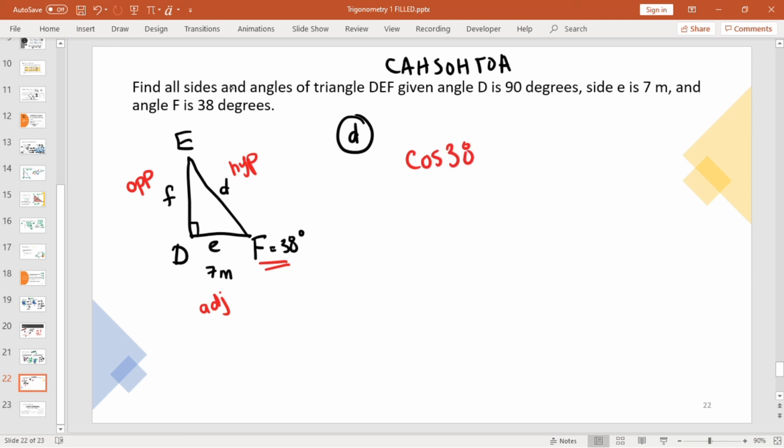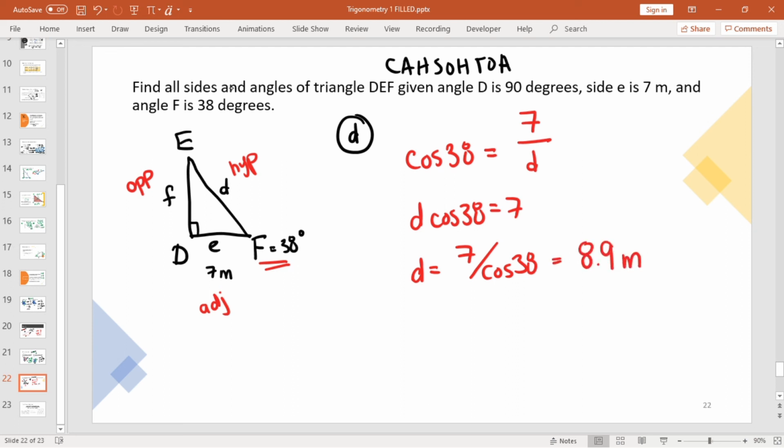Cosine, the angle goes here. The adjacent is 7. I'm looking for D, and I'll just leave it as D. I do some cross multiplication. D times cos 38 equals 7, which means that D is equal to 7 divided by cos 38. And if I do that math, I get about 8.9 meters.